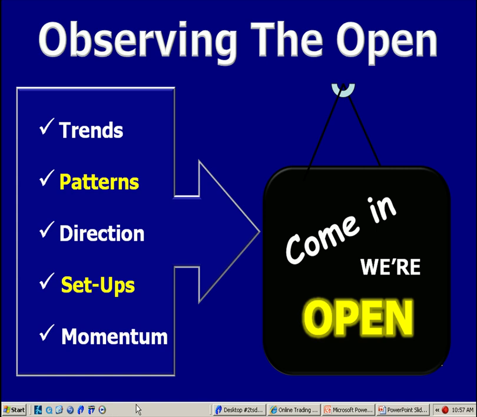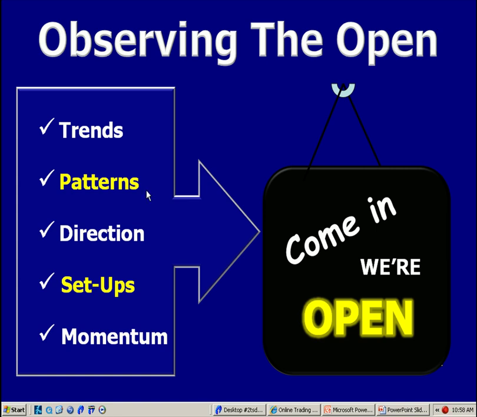Here we are observing the open. What are we observing for? What are we really watching for? Well, we want to look for trends. Now, where do we find the trends? We find the trends in the daily, right? In the daily chart patterns. Looking good. We want to look for patterns. Where do we find the actual patterns that we're going to be trading? We also find that on the daily, don't we?